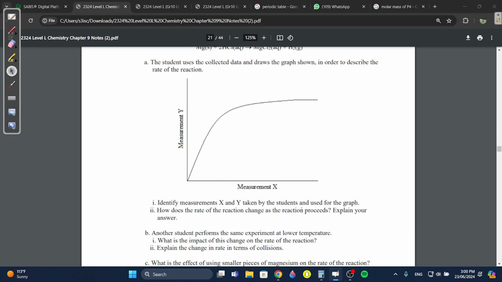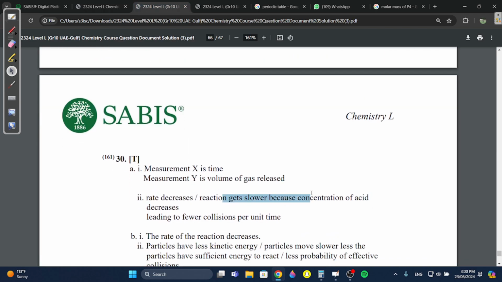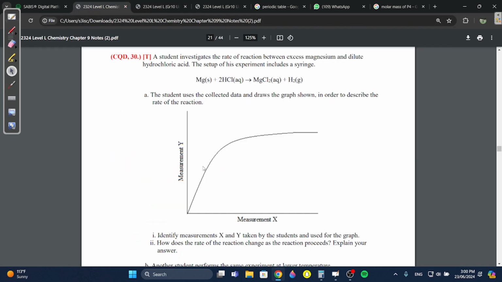How does the rate of reaction change as the reaction proceeds? The reaction begins to slow down until it eventually stops because the concentration of hydrochloric acid ran out. You can't say the concentration of the excess ran out, it has to be hydrochloric acid. So the rate decreases, gets slower because the concentration of the acid decreases, leading to fewer collisions per unit time.